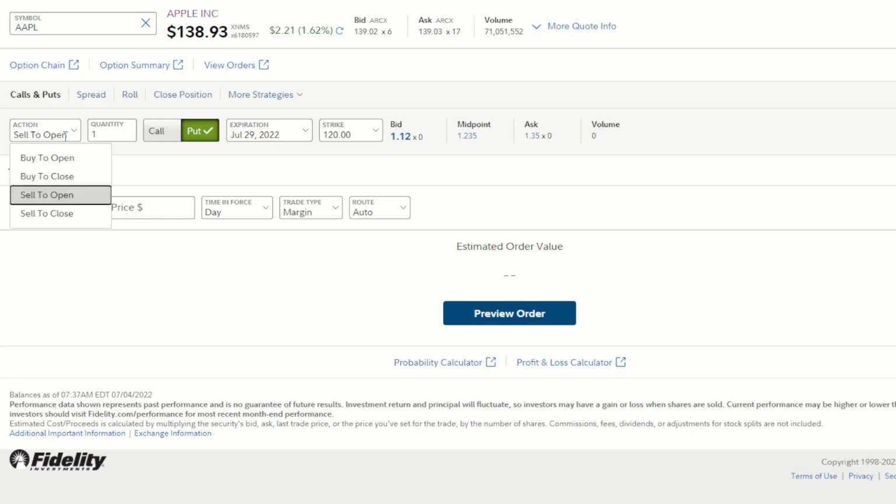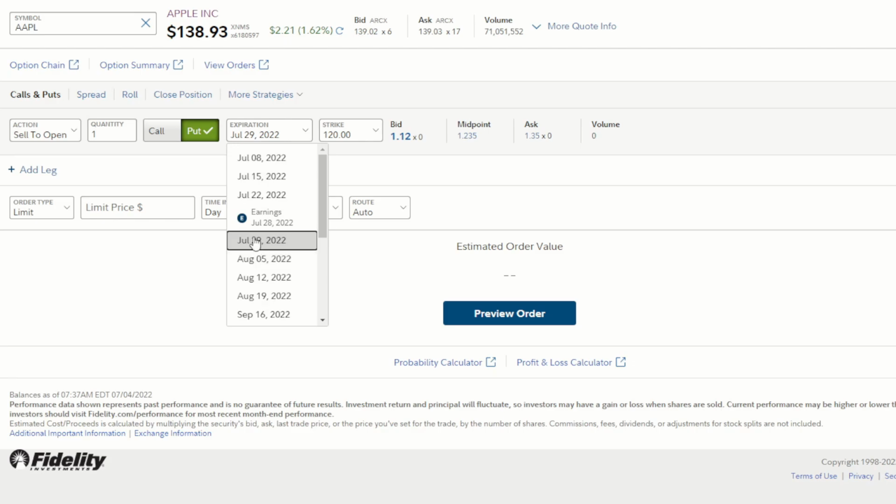So sell to open. Again, you have different actions down here if these get confusing. Again, I'll go into more depth on this at a later date. But right now we're going to sell to open. We're selling somebody else a contract, right? One quantity, which is equal to 100 shares of Apple. And we're going to say you can put it to us by an expiration date.